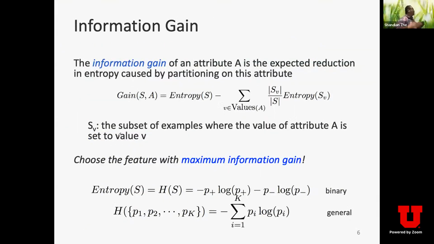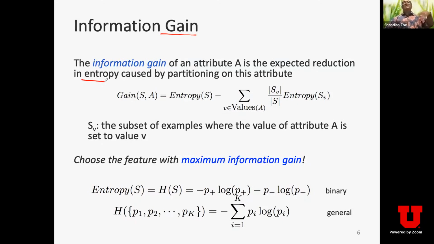So the idea is that we want to pick an attribute that, after using it to split the data set, is going to maximally increase the label purity, right? Then the problem is how do we measure the label purity? In the classical ID3 algorithm, we use the so-called information gain, which is based on the concept of entropy, right? Entropy is a concept from information theory. It measures uncertainty about the labels in your data set.